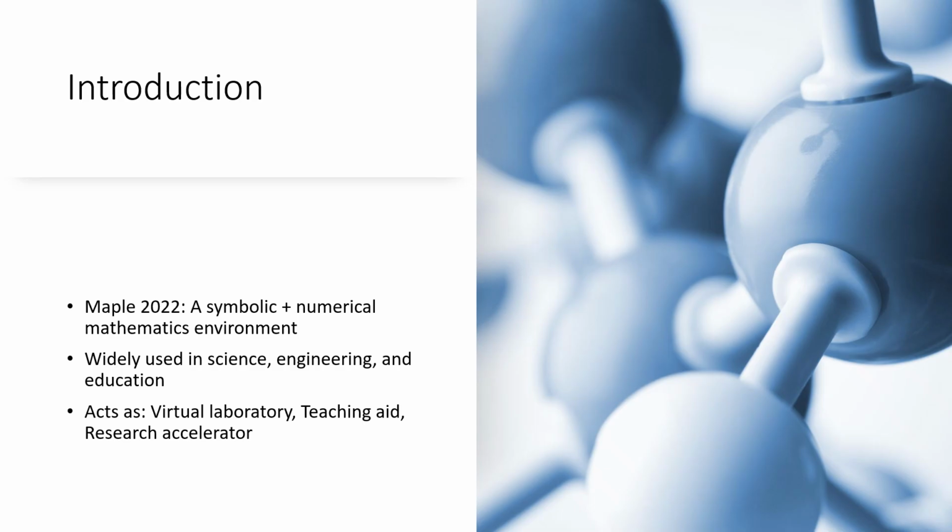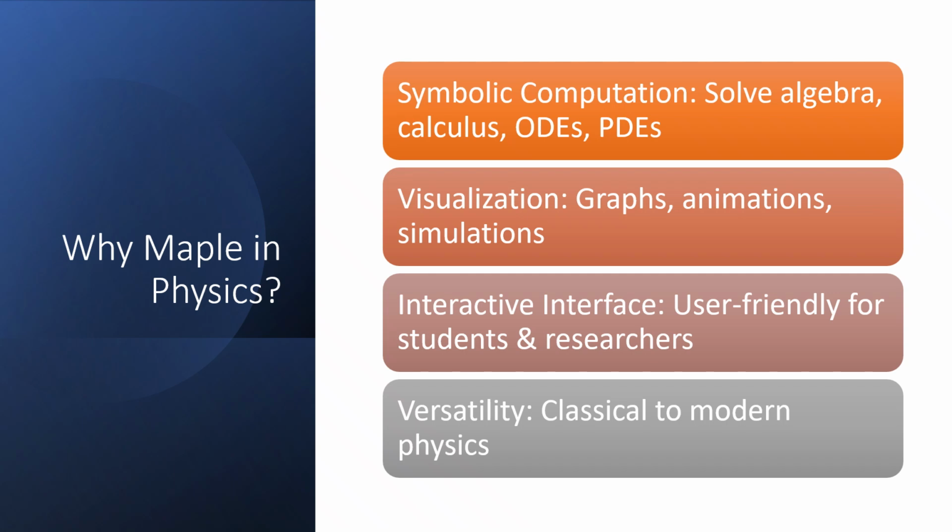This presentation highlights the multifaceted utility of Maple 2022 as a modern computational tool for both teaching and scientific explorations. Maple is a symbolic and numerical mathematical software widely used in science and engineering. It serves as both a computational engine and a visualization platform. In physics, Maple allows us to handle algebraic derivations, solve equations, and model real world phenomena very efficiently.